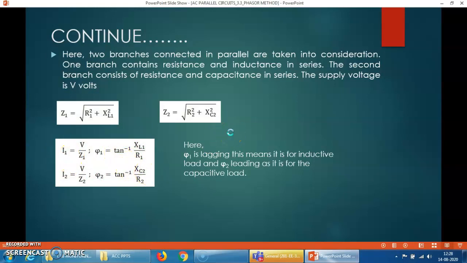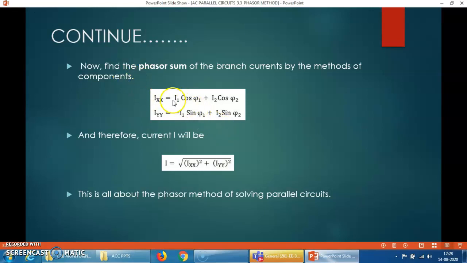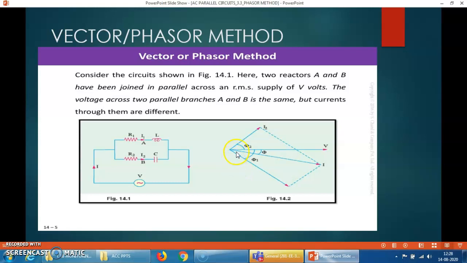In the same way you can find it this way too. In the phasor diagram, I1 splits into two components. One component, in phase with the voltage, is I1 cos phi 1. Another component is on the minus y axis, the opposite direction, in quadrature with the voltage, that is I1 sin phi 1. In the same way I2 splits into two components: one in phase with the voltage, I2 cos phi 2, and another in quadrature to the voltage, I2 sin phi 2.